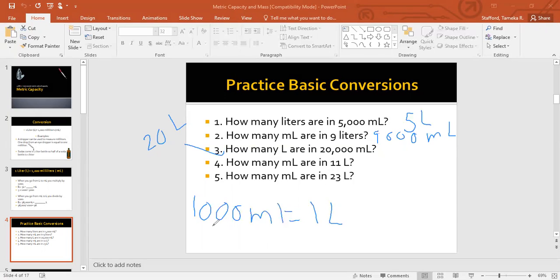All right, going on to number 4, how many milliliters are in 11 liters? You're going from a small unit to a larger unit, so you're gonna multiply 1,000 times 11, which would be 11,000 milliliters. And then finally, number 5, how many milliliters are in 23 liters? Again, I would multiply 23 times 1,000, which would be 23,000 milliliters. Okay, all right, let's go on to the next part.